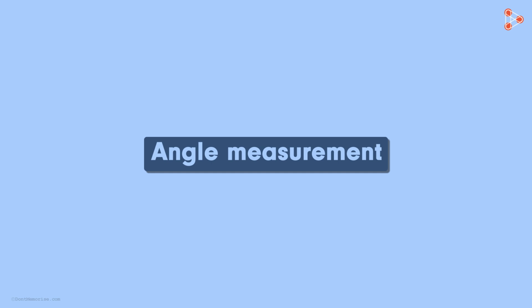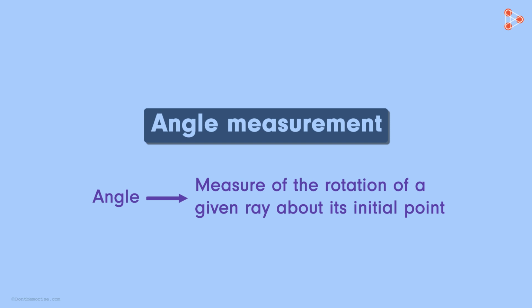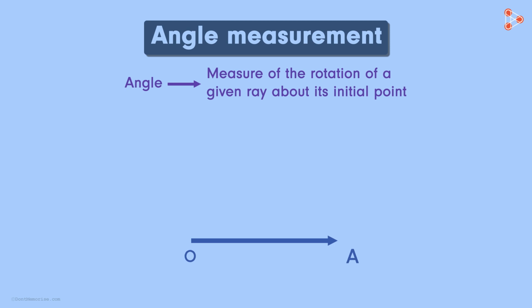Today we'll understand the basics of angle measurement, which we need for understanding trigonometry in detail. We are familiar with the term angle. Angle is a measure of the rotation of a given ray about its initial point. What does this mean? Let's draw a ray OA.